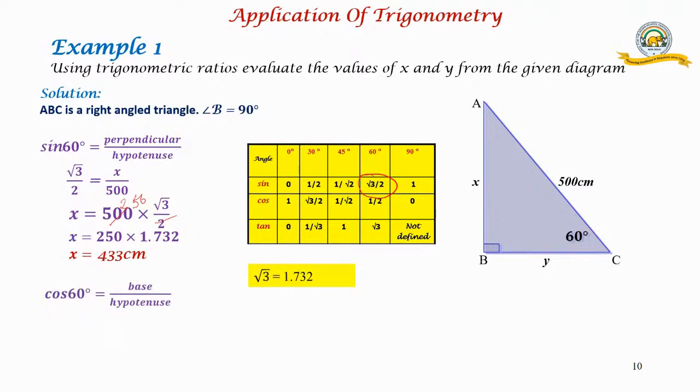Now, let us see our y. Cos 60, base by hypotenuse. Look at your values. You have to remember cos 60 here. The value is equal to half is y upon 500. So therefore, y is 500 by 2 and we cancel. And there we have got the value of y equals 250 centimeters. So we have used our trigonometric ratios to evaluate the unknown sides of the right angle triangle.